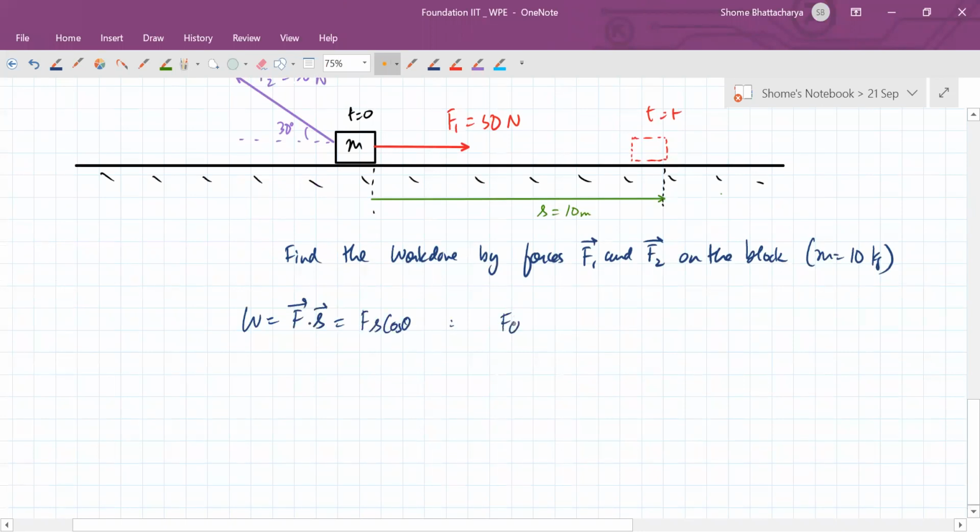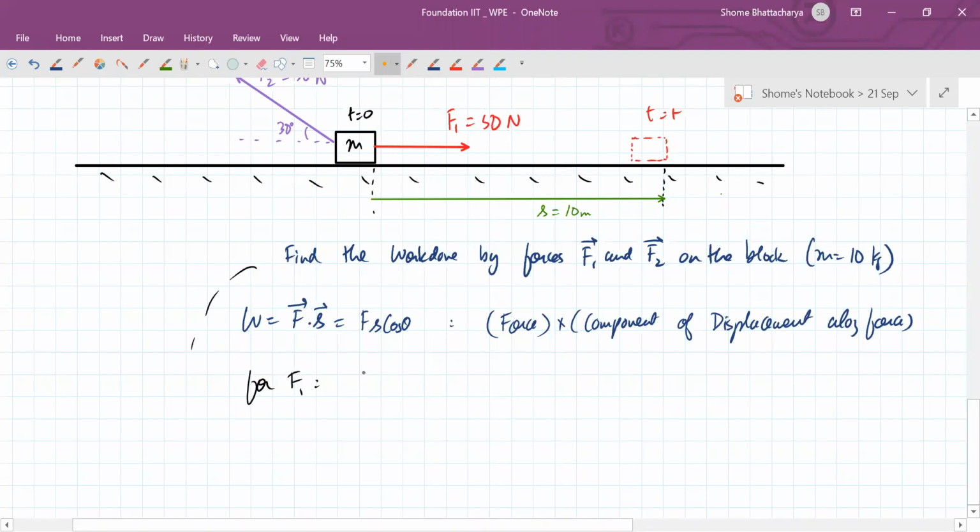or by definition it is force multiplied by the component of displacement along the force. So in this particular case, for F1, the work done W1 is, let us say, F1 dot S. So that is very simple.